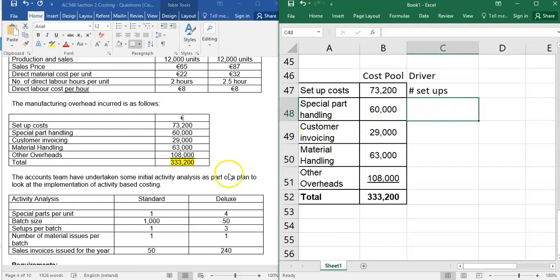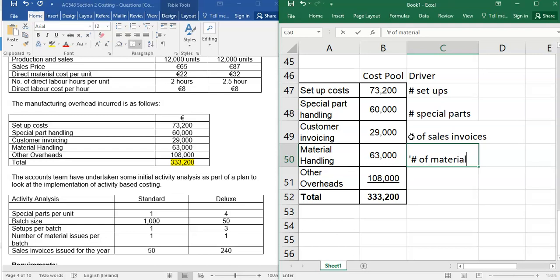Then special part handling. Well, in this case, you have the number of special parts per unit. Again, hopefully relatively straightforward. Now you have to calculate those and do them out, but for now, it hopefully should be okay. Customer invoicing, number of sales invoices. The last one, that should be a good indicator of the more invoices you have, the more costs in that cost pool. Material handling, the number of material issues. And that should link back. And the last one is other.